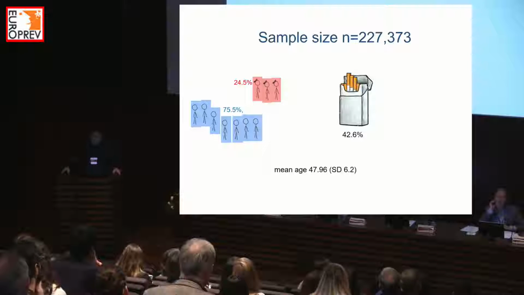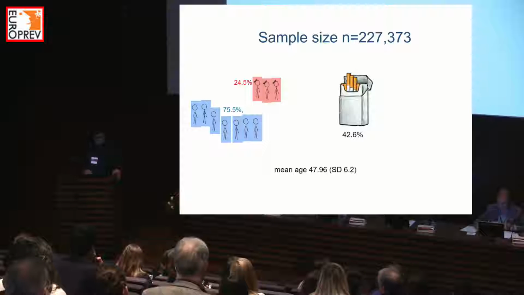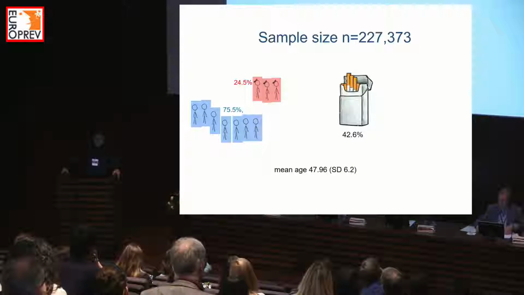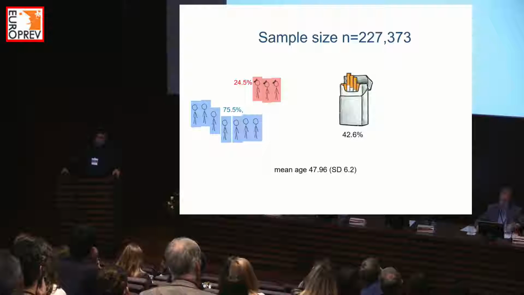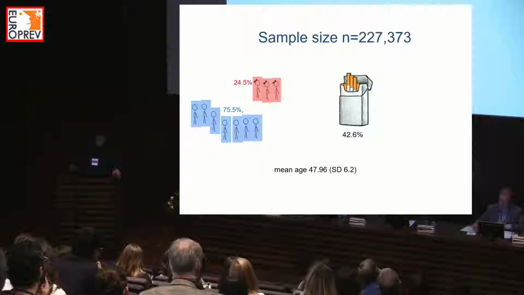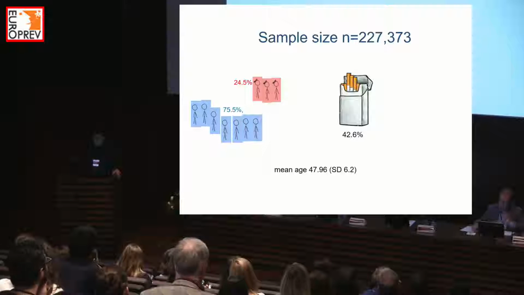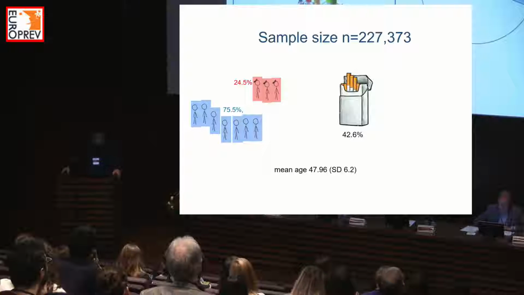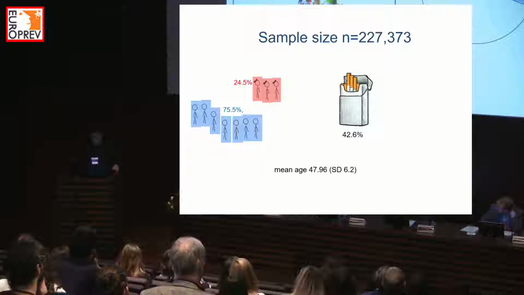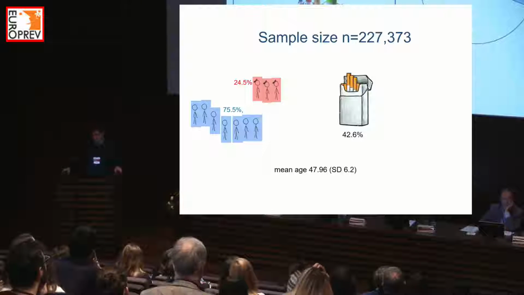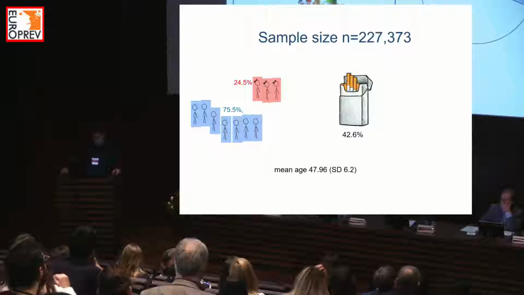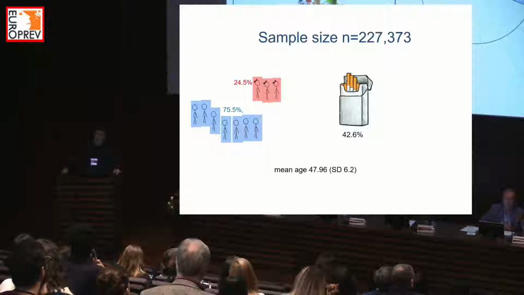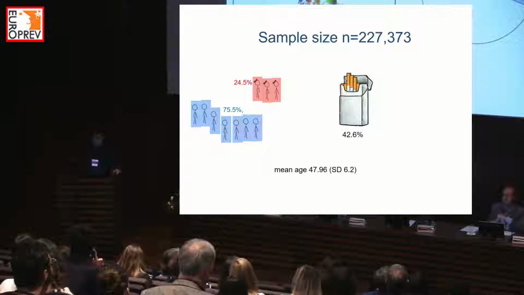So we have a sample size of more than 200,000 workers all over Spain. About 75% were men, about 43% were smokers, and the mean age was about 48 years. About 10% were hypertensive, of whom 71% were treated. About 11% had a diagnosis of dyslipidemia, and 33% of those were treated.